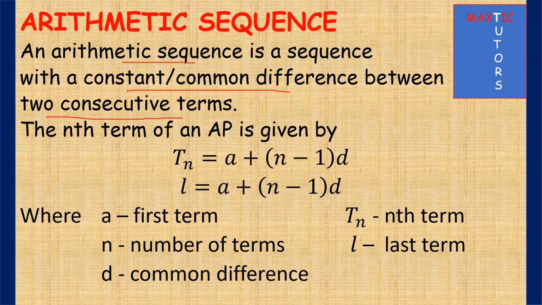Now, the nth term of an AP is given by Tn equals a plus (n minus 1) times d. Or we can change Tn to L when we are given the last term. So it means a is the first term, n is the number of terms, d is the common difference, and Tn is the nth term, where L is the last term.